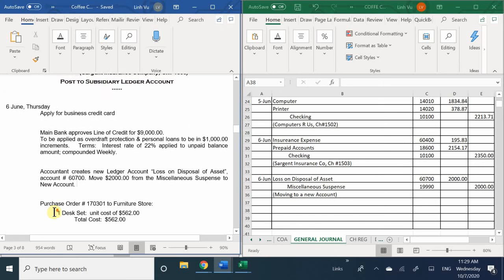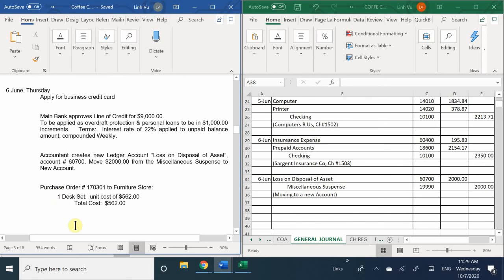All right. So we made a purchase order to a furniture store, and we're trying to buy a desk set. The unit cost for the desk set is $562. Total cost is $562. Now, do we need to record this transaction?